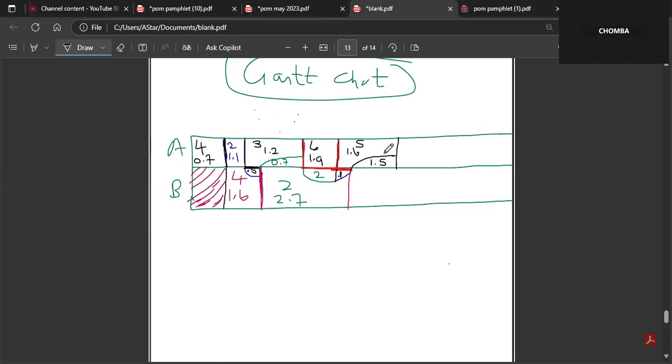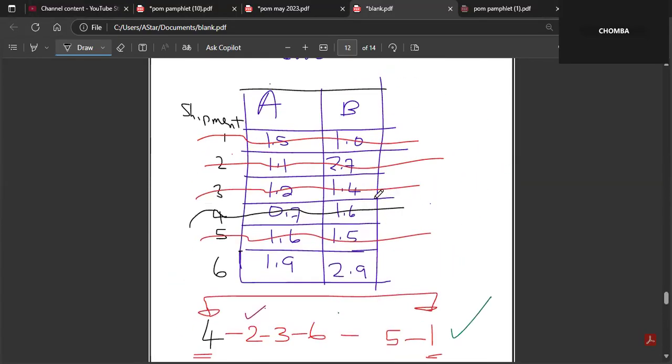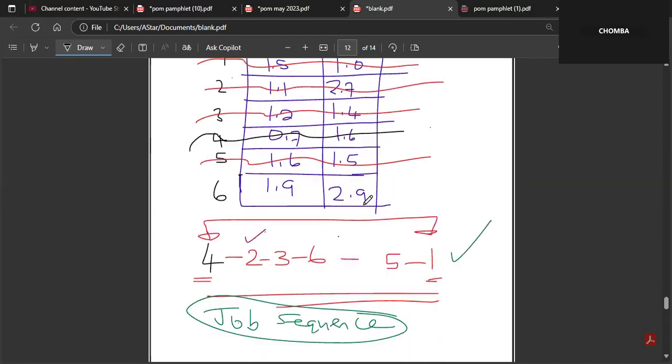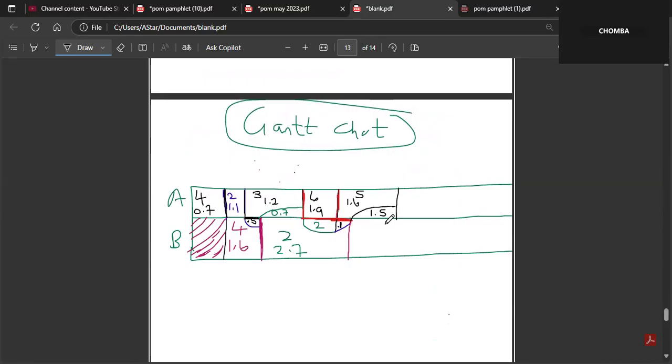So by the time they're doing job 5 here, job 4 is complete, job 2 is complete. So job 3 will start running in department B. Job 3 in department B is taking how many hours? Job 3 department B is taking 1.4. So 1.4 is here. So there's a 0.1 here extra when you compare from here up to here, which is 1.5. So there's a 0.1.